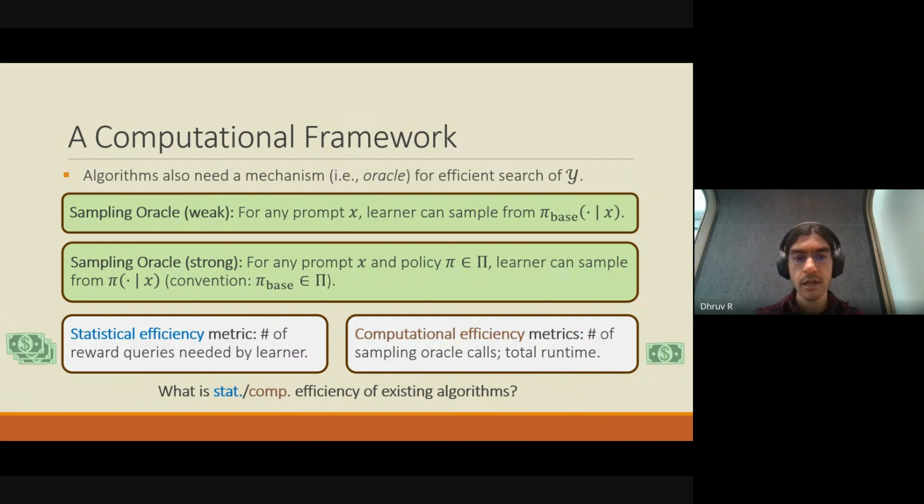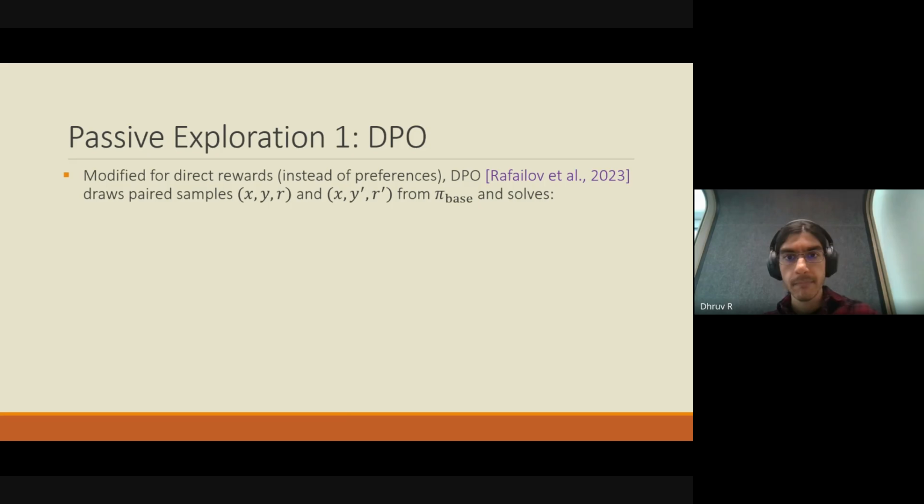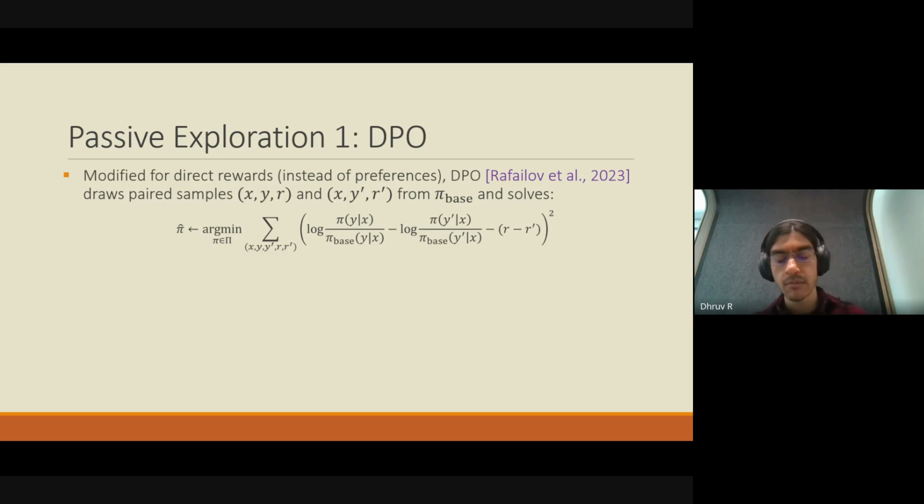And so now we can ask what is the statistical and computational efficiency of existing algorithms in our framework? Let's start with direct preference optimization. Direct preference optimization is of course typically stated in terms of preference rewards and not direct rewards, but it gives a very natural algorithm when you have direct rewards. You just draw a prompt, you draw a pair of responses, and you evaluate the rewards on each of those. And you solve some regression problem where you're regressing the rewards onto log density ratios. And you can check that in the statistical limit of large data, this gives the sort of policy that you want.